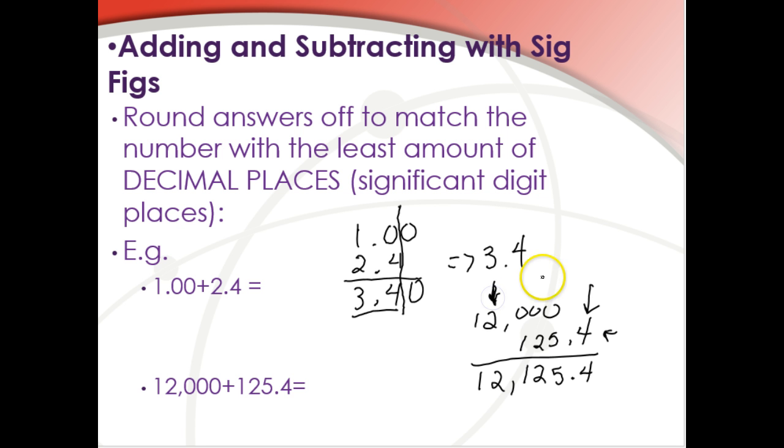So that means that it has to match the number with the least significant digit place, here for the 12,000. So I'm going to have to round my answer off to the thousands place, which if you look, we get 12,000 right back, right? Because this is less than 5, so we round down and have all those zeros.